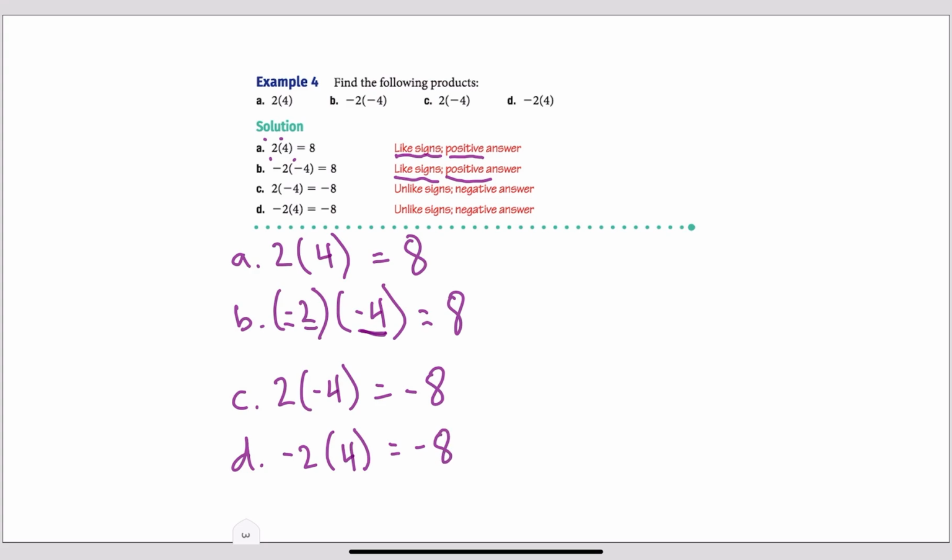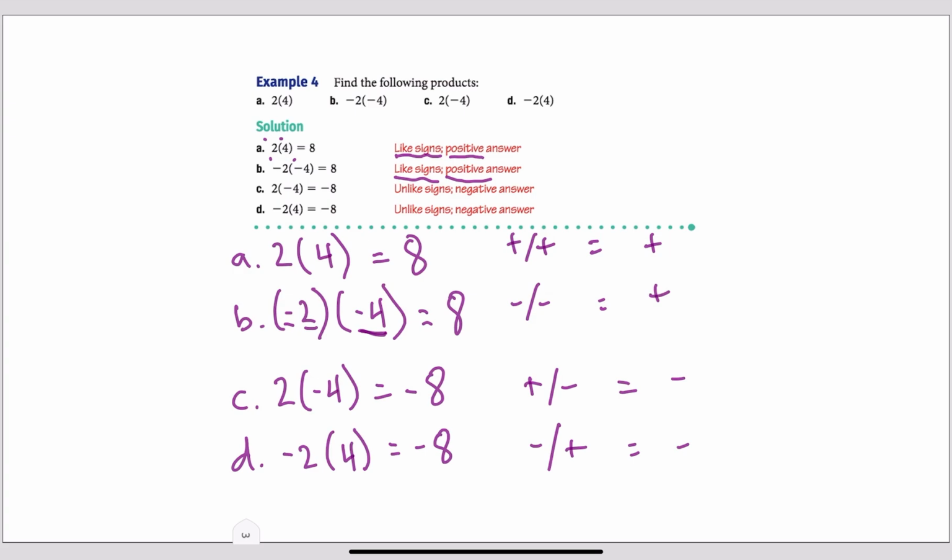So when I have one of each sign, one positive, one negative, right? One plus, one negative, or one negative, one plus, then the result in multiplication is a negative answer. If I have 2 positives or 2 negatives in multiplication, then the result is a positive answer.